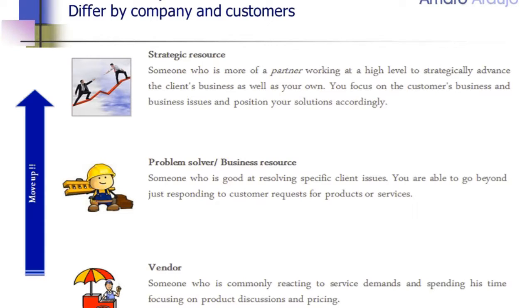Here I try to explain the three basic value levels that buyers have in their minds. You as a supplier have three different positionings, let's say. You are a vendor, you are a problem solver, or you are a strategic resource. And what's the difference between the three of them?